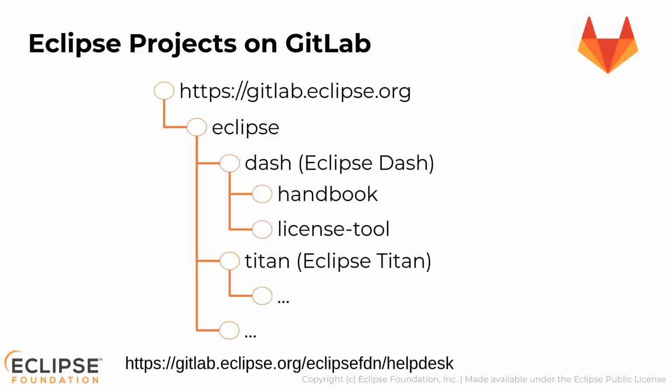GitLab organizes content into a series of nested groups with Eclipse at the root. Each project gets a subgroup that's identified using the project's short name. In this example, the Eclipse Dash project, which has a short name of Dash, has a GitLab group at eclipse/dash and repositories named Handbook and License Tool.